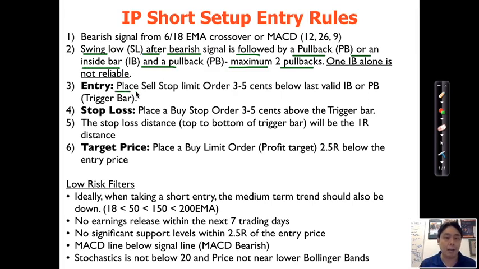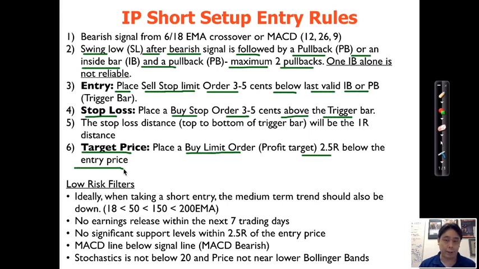So we place a sell stop limit order, again 3 to 5 cents below the last valid inside bar or pullback candle. And that last inside bar or pullback is known as the trigger bar, okay? We then place a stop loss order, which is a buy stop order 3 to 5 cents above that same trigger bar. And the distance from the entry price to the stop loss is 1R. That's your risk per share, okay? And we place our target price, which is a buy limit order, 2.5R below the entry price. Okay, so I'll show you guys on the charts in a short while.